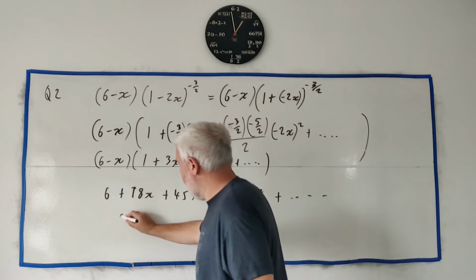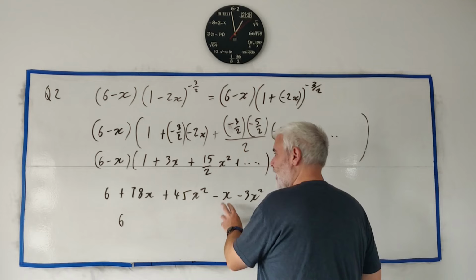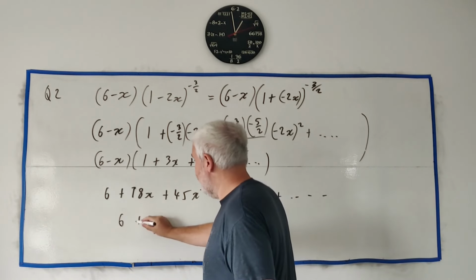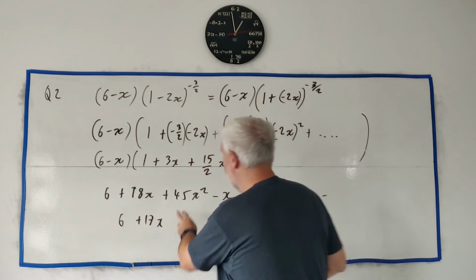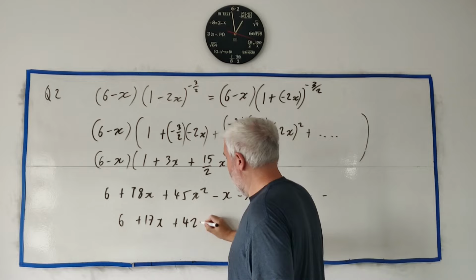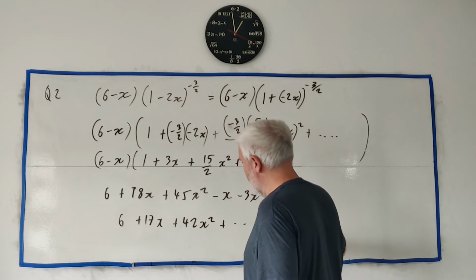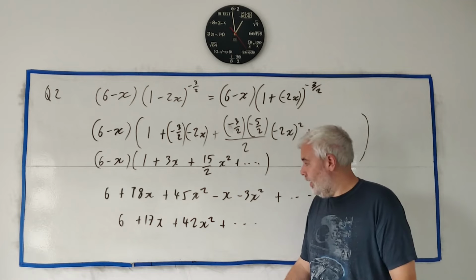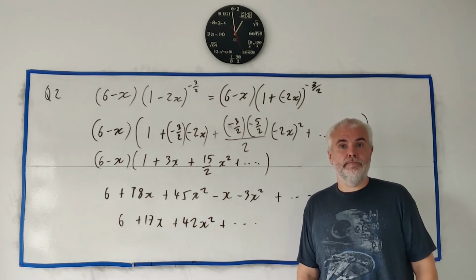Last thing, just clean this up. We have 6. All the x's, we have 18 minus a 1, so that's 17x. We have 45x squared, take away 3. That's 42x squared. And that continues on. We don't care. That's all the terms up to and including x squared.